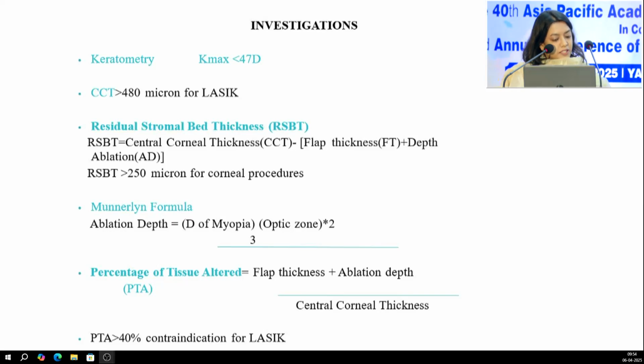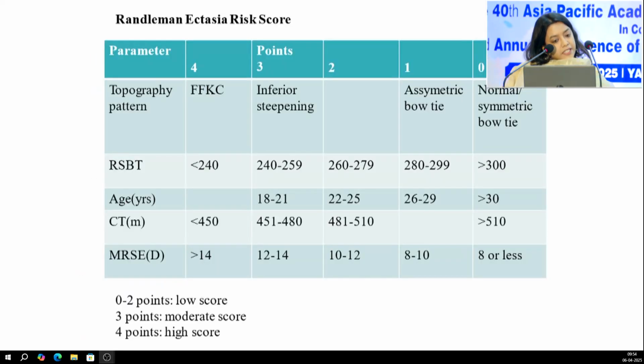The percentage of tissue altered is also calculated, which should be less than 40% for any risk-free corneal-based refractive procedure. It is calculated by flap thickness plus ablation depth divided by central corneal thickness. After calculating all these scores, we can calculate the Randleman ectasia score. The higher the score, the more the chance of ectasia and the more the patient is unfit for carrying out any cornea-based refractive procedure.